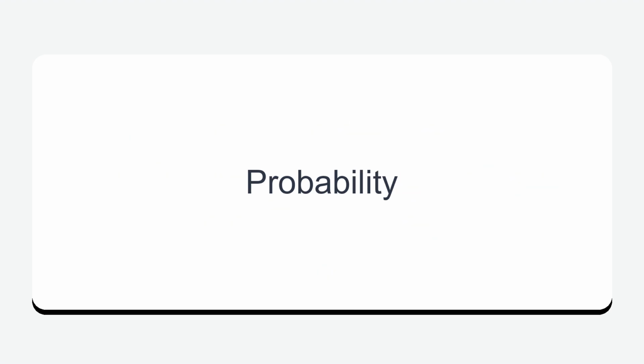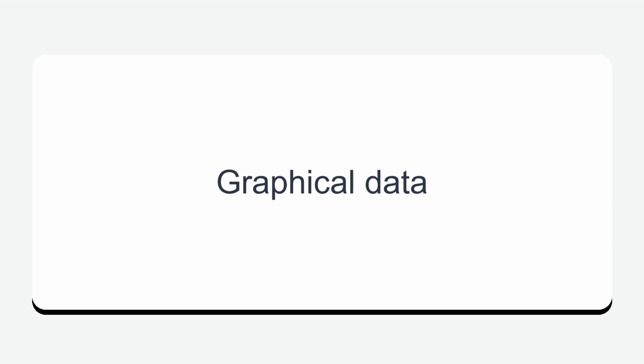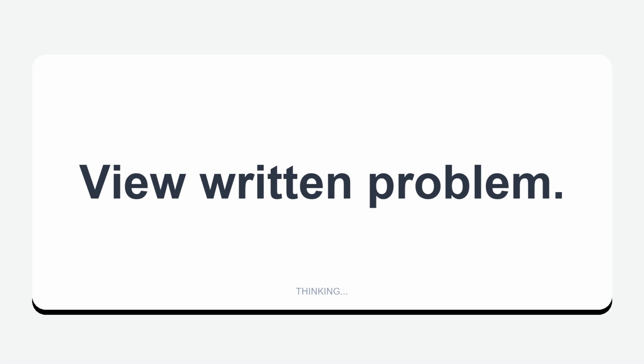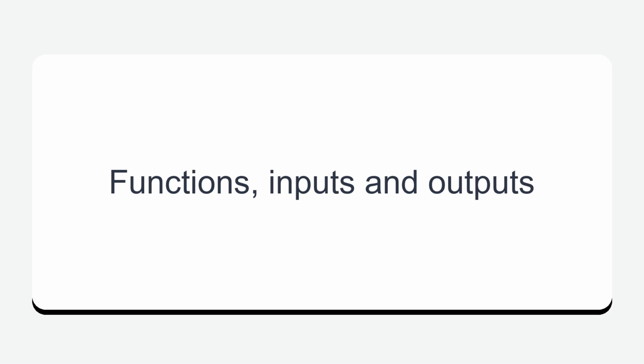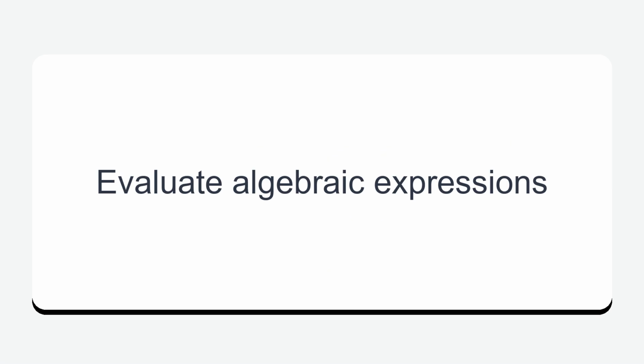Probability. Example: given a sphere and the radius is 7.5 centimeters, what's the volume of the sphere to the nearest cubic centimeter? A. 1766. Graphical data. View written problem. Functions, inputs and outputs. Example: expand 4(7x + 2), factor 4x + 8. Evaluate algebraic expressions.